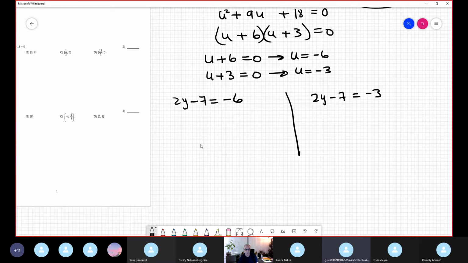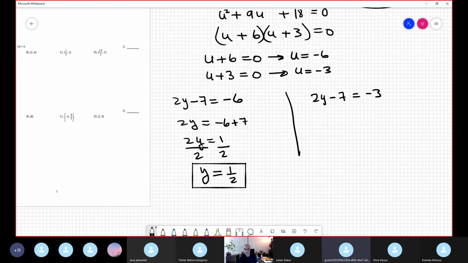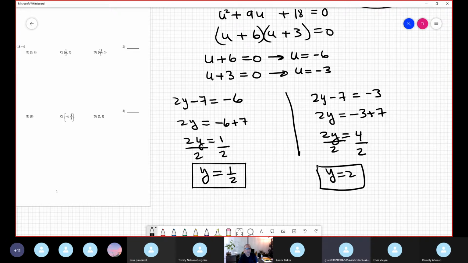This is 2y. 2y is equal to -6 plus 7, which is positive 1. 2y is 1, divided by 2, y is 1/2. That is my first solution. My second solution: 2y is equal to -3 plus 7, which is 4. Positive 4 divided by 2, y is 2. The solution is 1/2 and 2, positive both, no? Wow, look at that. It's option C. Okay, 1/2 positive and 2 positive.